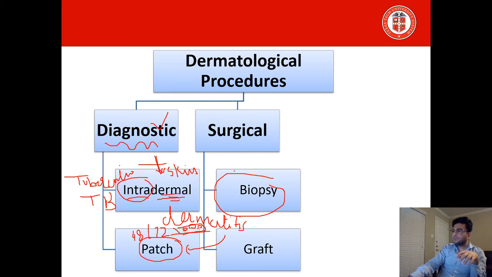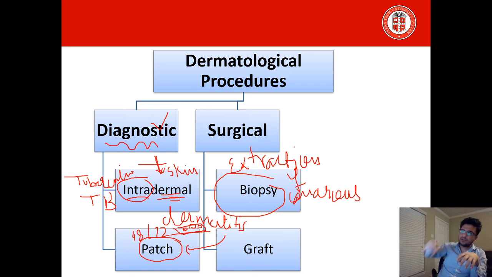So biopsy is basically extraction of cancerous cells. Sorry about this bad handwriting. So it's basically that you are putting a needle, let's try it here, a needle inside.